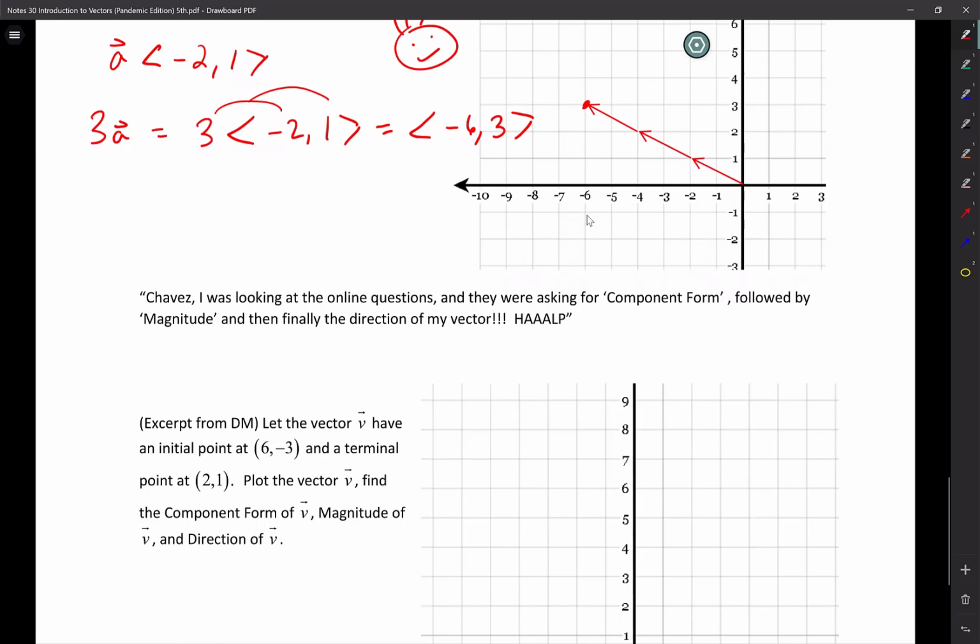Try this. I was looking at the online questions, and they were asking for a component form, followed by magnitude, and then following the direction of my vector. Help! Okay.